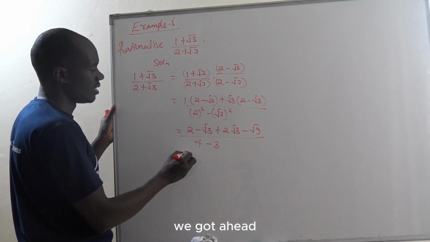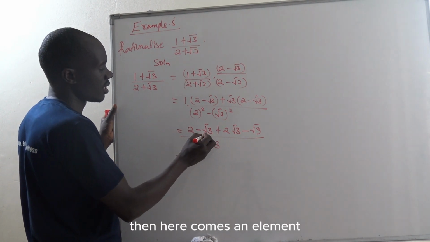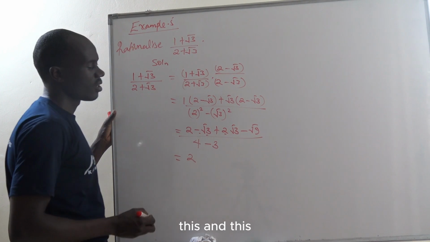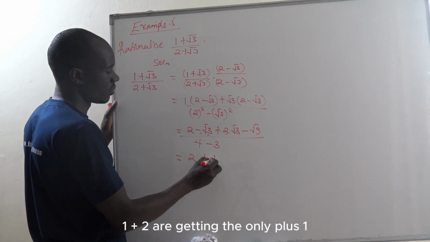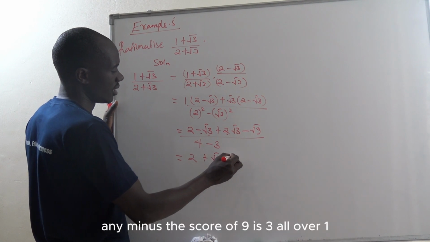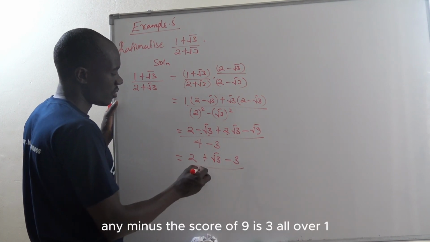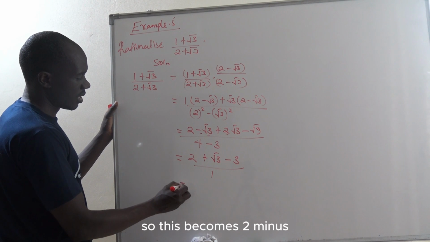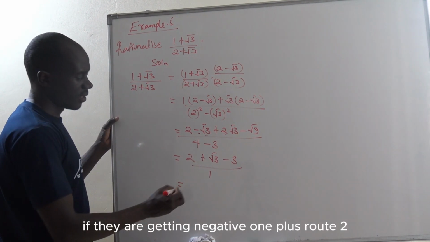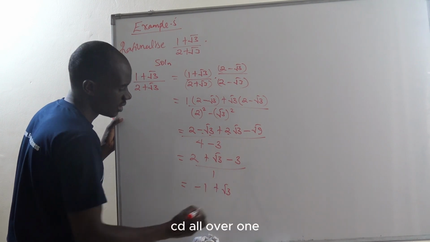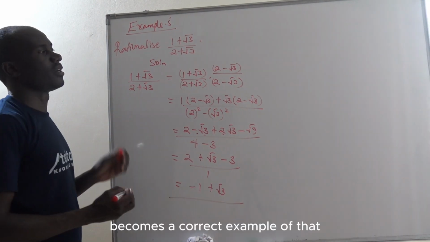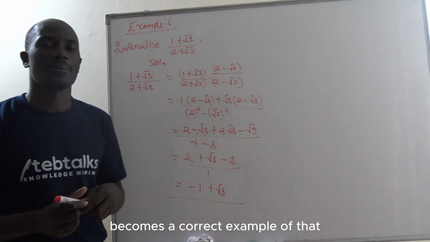We go ahead, this is 1. Then here you can see, this and this, we add them. Negative 1 plus 2, we are getting only plus 1 root 3. Then minus the square root of 9 is 3, all over 1. So this becomes 2 minus 3, you're getting negative 1 plus root 3 all over 1 becomes the correct answer.